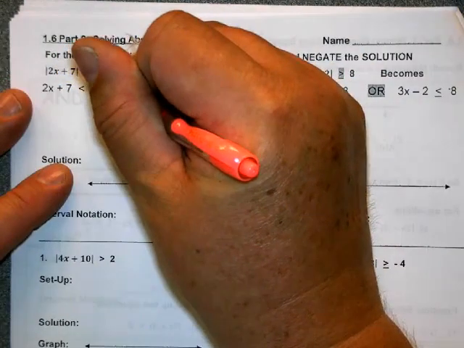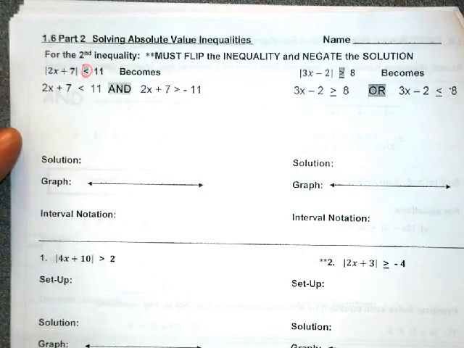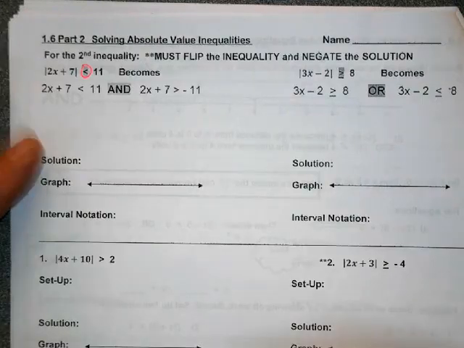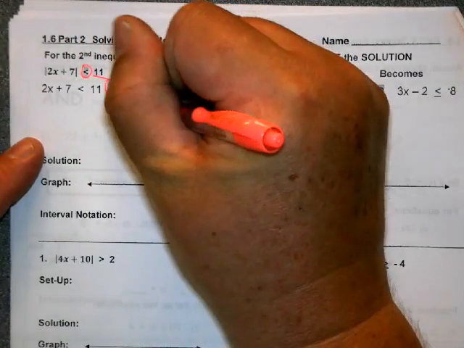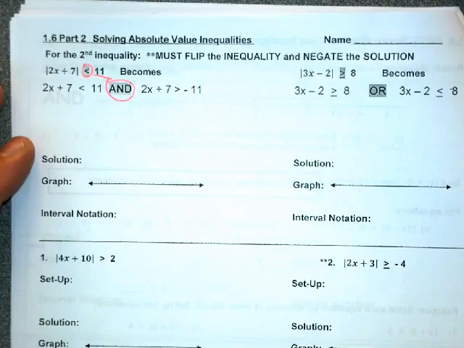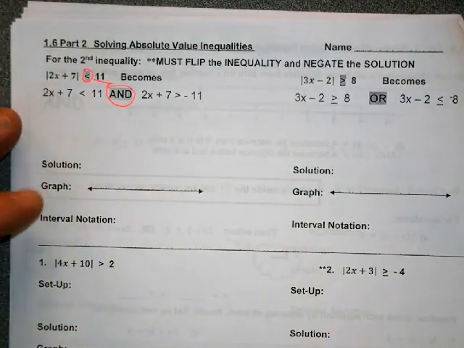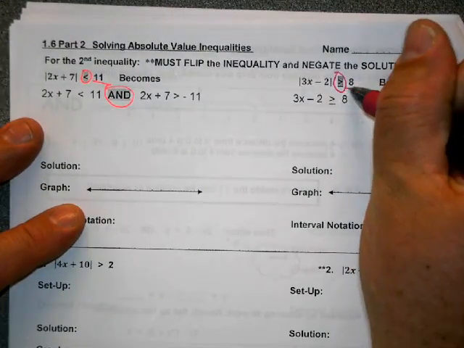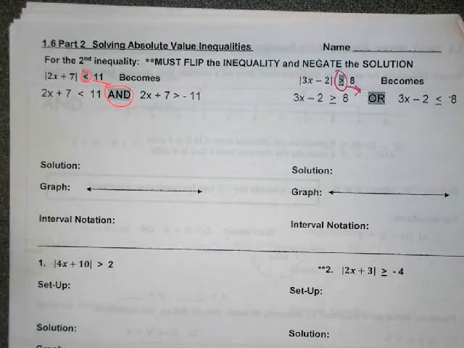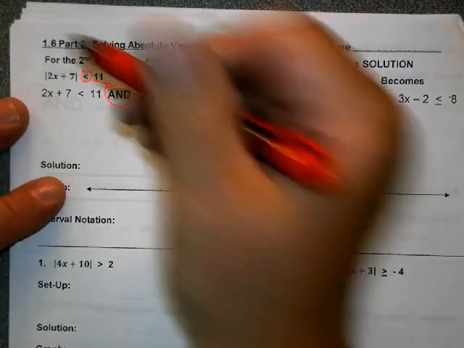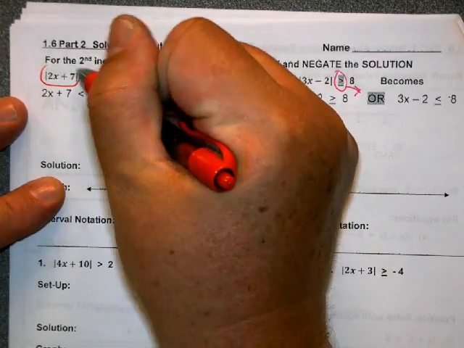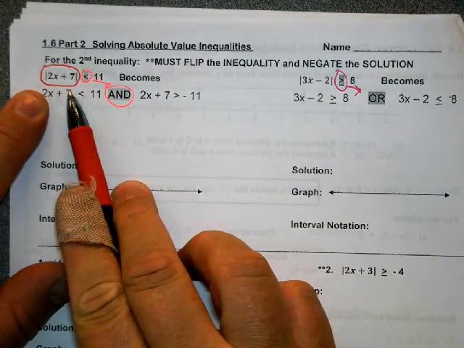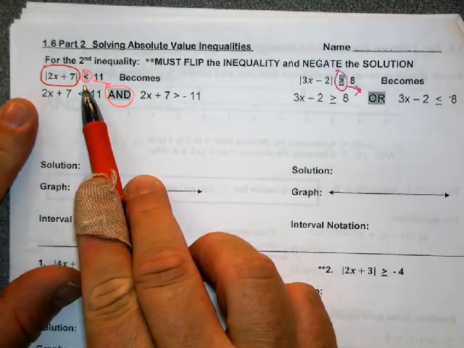Now, when you have a less than or equal to, it's and. When you have a greater than or equal to, it's or. Now notice, the absolute value term is by itself. After the absolute value term is by itself, then you determine whether it's an and or an or problem, right?